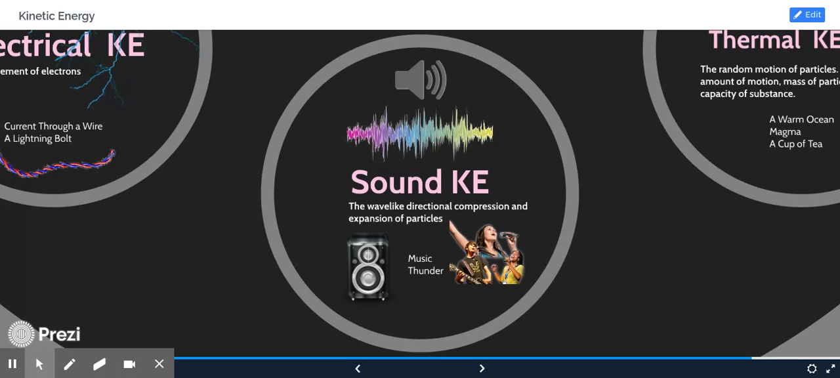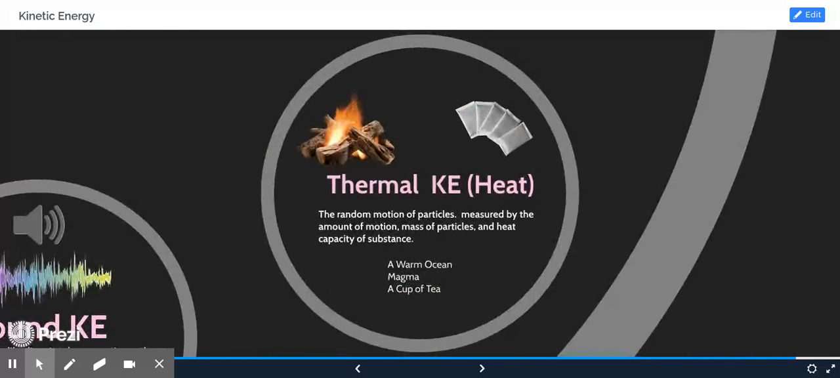But you guys are used to experiencing sound. A cool thing to do is to put your hand in front of a speaker when the speaker is playing loudly, and you can actually feel the air compressing against your hand. You can actually feel that. That's energy on the move, or kinetic energy by sound.